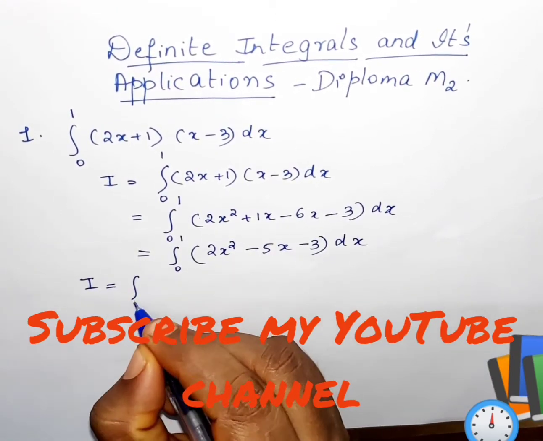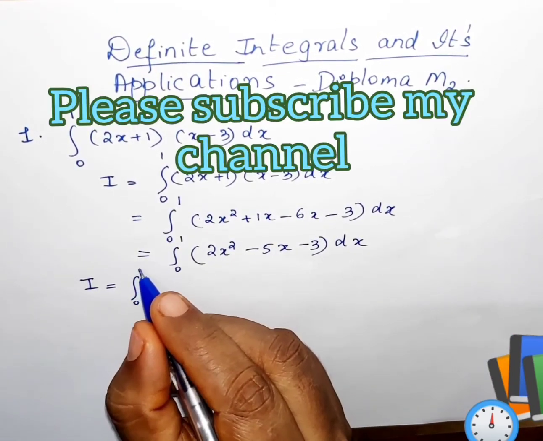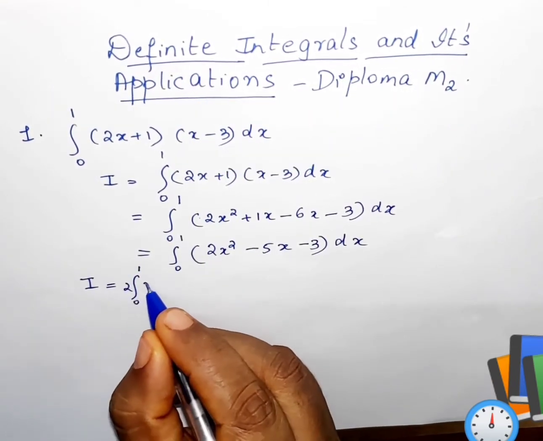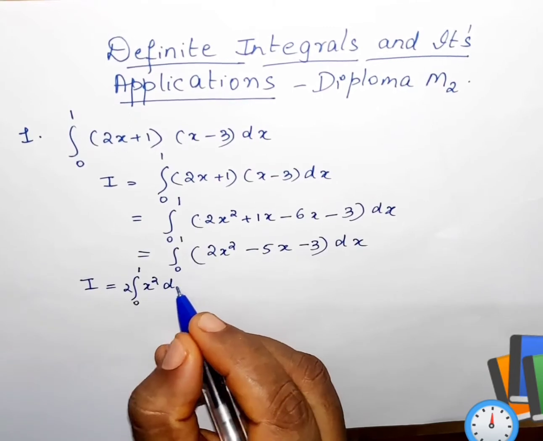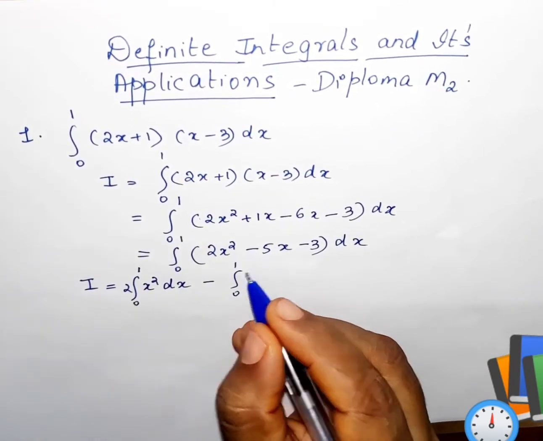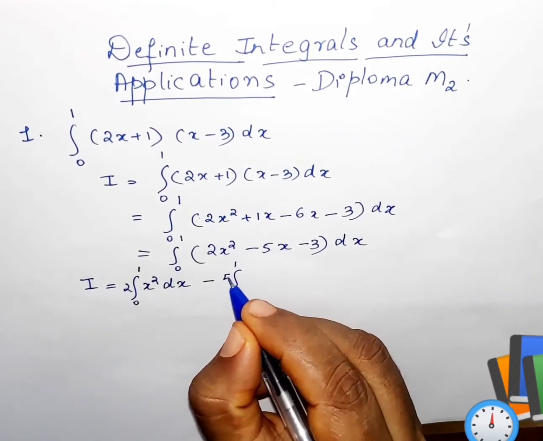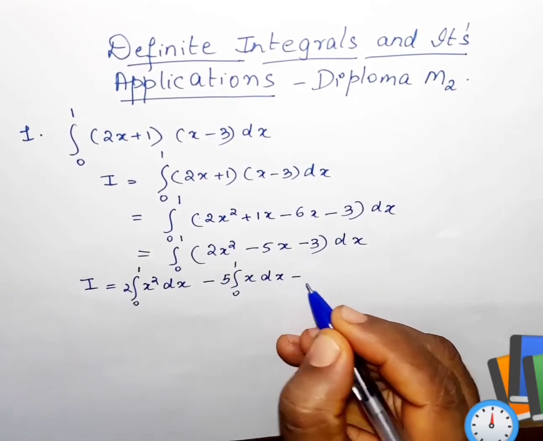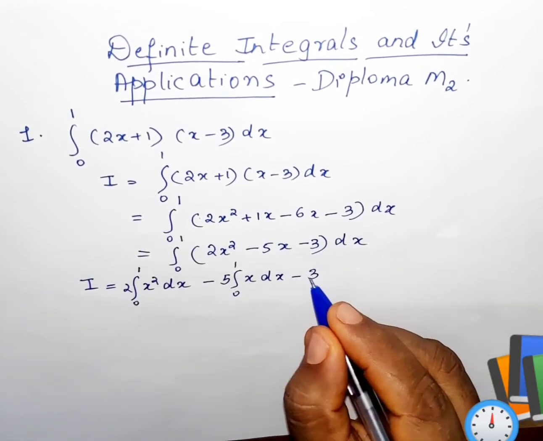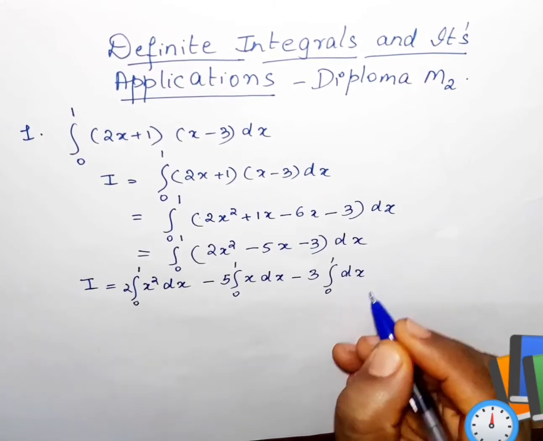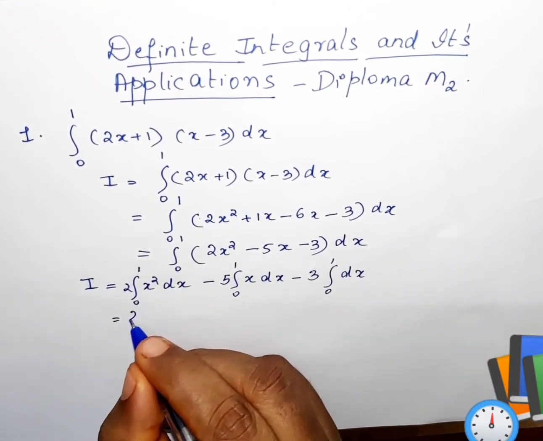I will be equal to integral 0 to 1, 2 is a constant of integration. Let us remove it out of the integral sign and write x square dx minus integral 0 to 1, 5 is a constant. Let us remove it out of the integral sign and write x dx minus 3. 3 is a constant. If you remove it out, what remains? Dx remains. Integral dx remains.